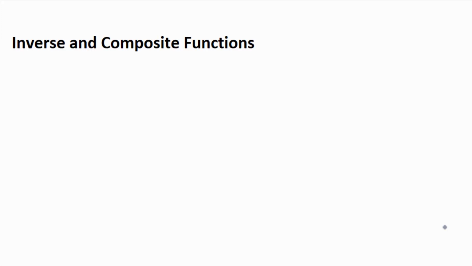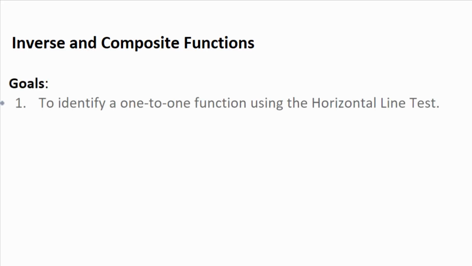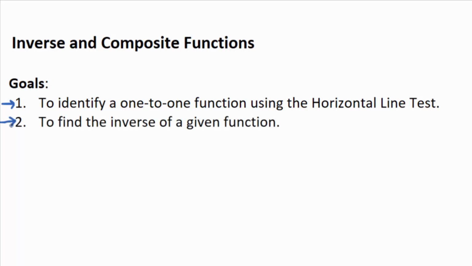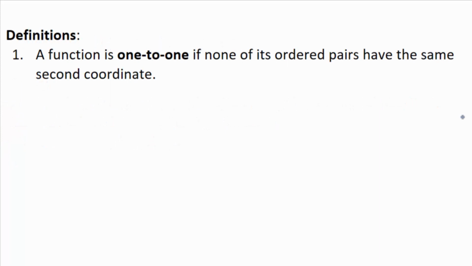Okay, today we're talking inverse and composite functions. The goals: to identify a one-to-one function using what's called the horizontal line test. That's goal number one. Goal number two: to find the inverse of a given function, whatever that is. Goal number three: to compose functions. I've got some definitions for you. Definition one: a function is one-to-one if none of its ordered pairs have the same second coordinate.